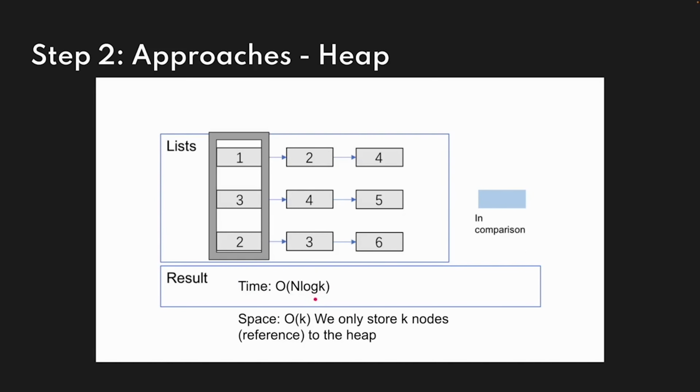Because in this case, like I mentioned earlier, the heap insertion and deletion is going to be log k, and then the space complexity is going to be big O of k because we're only storing k number of nodes, right? Storing k number of nodes into the heap, and we're basically storing references. Each node is pointing to the next node, so we're only storing the reference to the heap. So in this case, it's going to be big O of k for the space complexity.